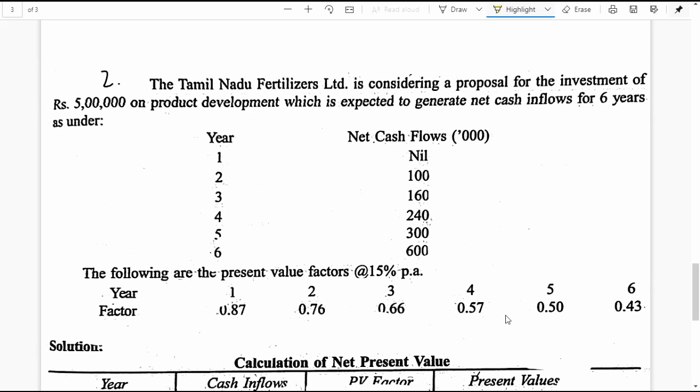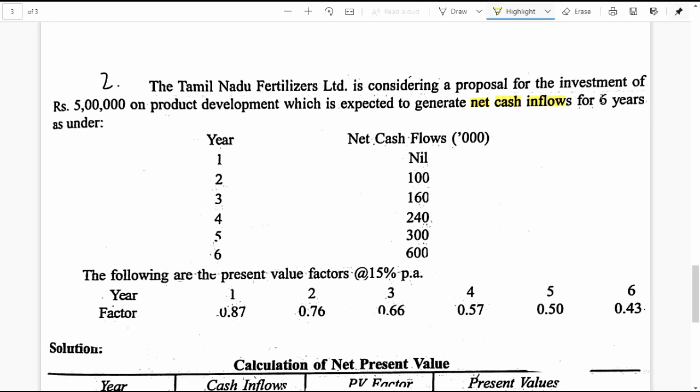The Tamil Nadu Fertilizers Limited is considering a proposal for the investment of 5 lakh rupees on product development, which is expected to generate net cash inflows for 6 years as under. So they have given the net cash inflows directly in the problem for the entire life of the investment proposal. It comes to 6 years. The investment to be made on the proposal is 5 lakh rupees.